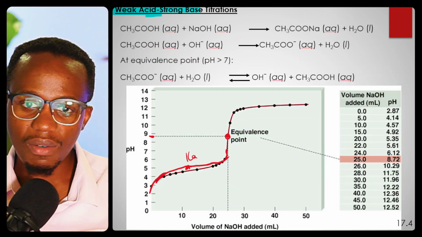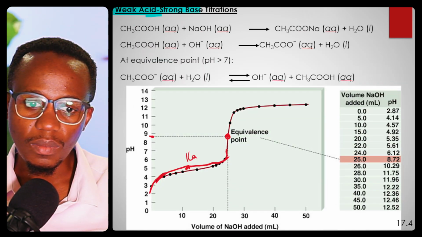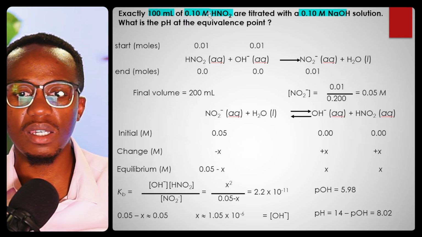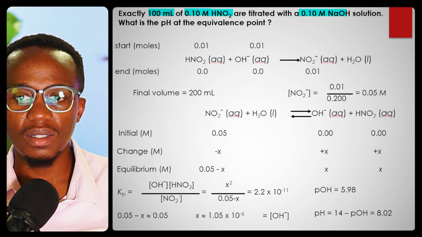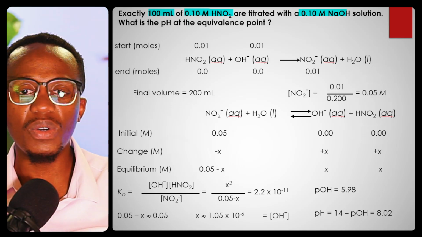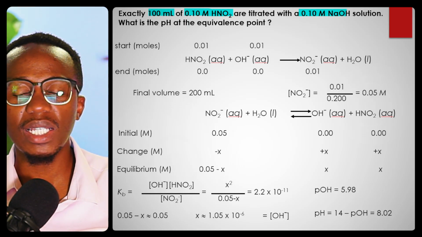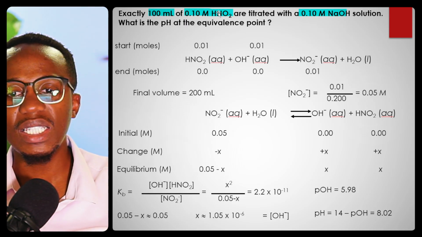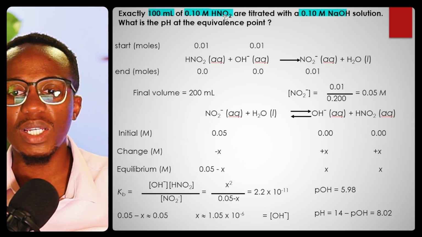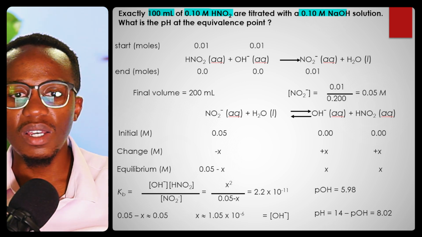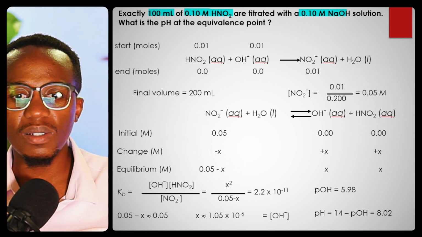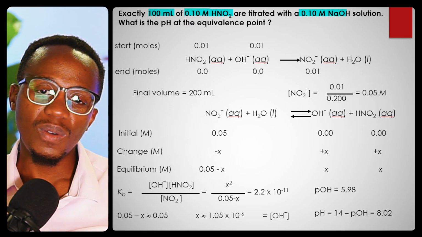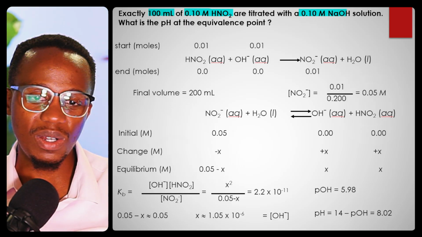But if you have HNO2, which is a weak acid, right? Remember, it's a weak acid. If it was HNO3, it would be a strong acid, but HNO2 is a weak acid. So you're titrating a weak acid with a strong base. So the pH at the equivalence point, right? We know that that pH will be above 7, right? We already know that.